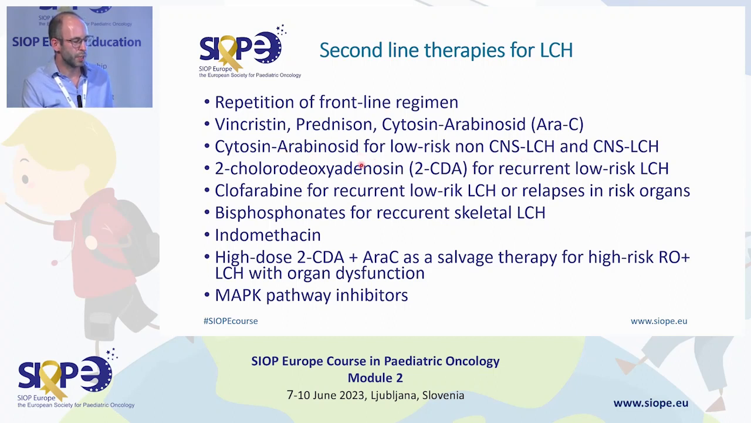This is mostly in the United States. Cladribine for recurrent low-risk LCH, clofarabine for multifocal bone disease, bisphosphonates and indomethacin, and high-dose cytarabine and cladribine can be used as salvage therapy for high-risk LCH with risk organs and liver dysfunction. And right now I will focus on MAP kinase inhibitors.